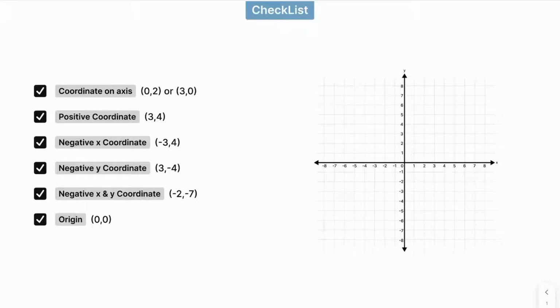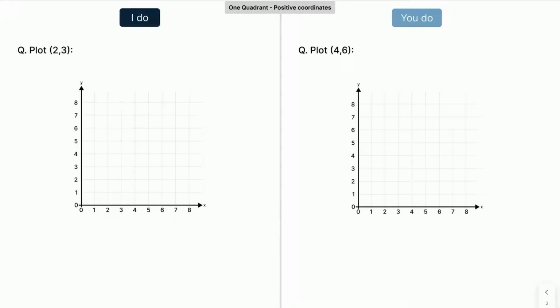We're going to look at all the types of examples listed on this slide, looking at positives, negatives, and all the way down to origins. So let's make a start. The way my slides work, I'm going to do the example on the left, which is "I do." Then you're going to press pause, and I've got the example on the right, which is "you do." The top of my slides tells you what kind of example this is. In this case, we're looking at positive coordinates.